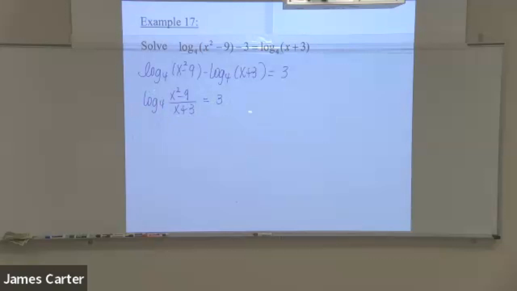At this point, we're ready to convert to exponential. Base is 4, power is 3, and here's the argument. Now you can factor this thing to answer your question. Okay. So your answer then is 67. And we check it. Well, 67 squared is darn sure bigger than negative 9, and 67 plus 3 is still a positive. So we're good on both tests.